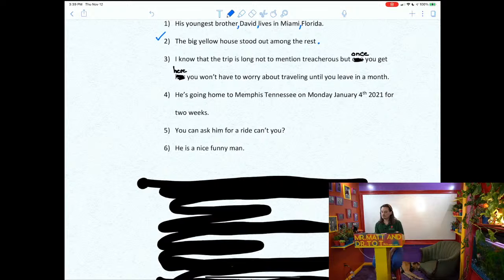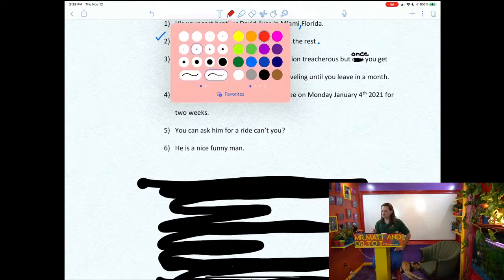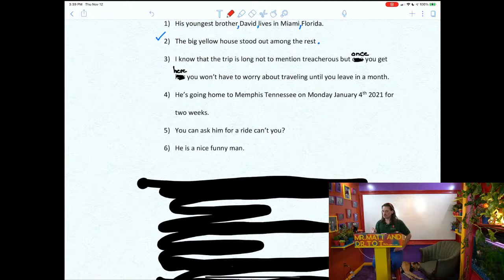Number 3, I know that the trip is long, not to mention treacherous, but once you get here, you won't have to worry about traveling until you leave in a month. So let's diagram this out because this is a rather long sentence. So I know that the trip is long. That's an independent clause. And then we have, once you get here, you won't have to worry about traveling until you leave in a month.